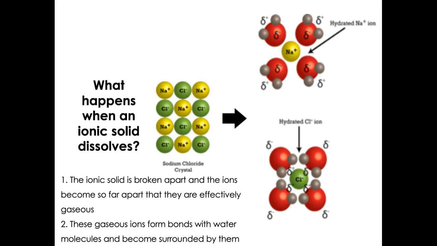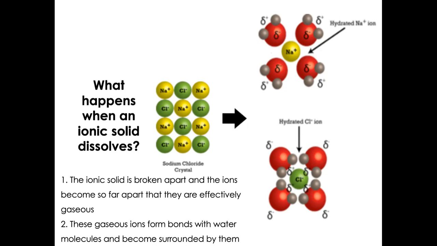So first of all, we've got to think what happens when an ionic solid dissolves. There's a picture that you've seen before a million times of an ionic solid where you've got the repeating pattern of positive and negative ions. And we know those bonds between those ions are very strong. So you've got that electrostatic force of attraction between the oppositely charged ions. So when it dissolves, it's a two-step process.